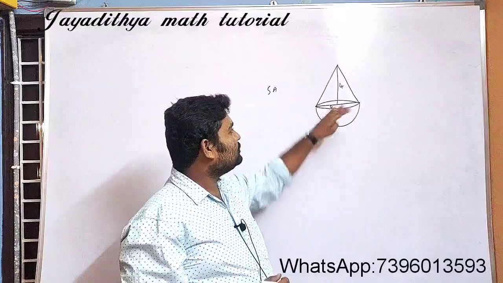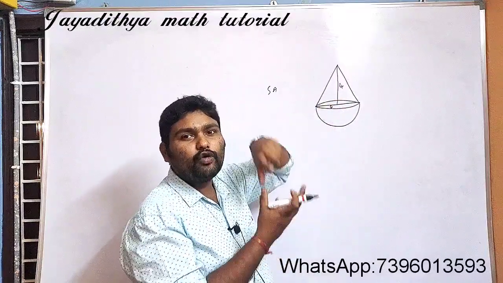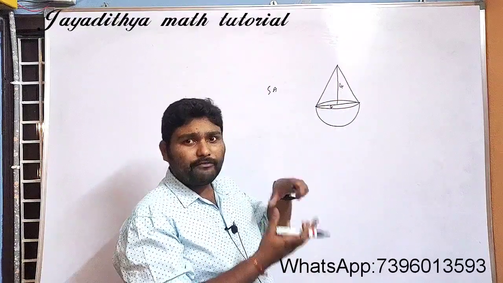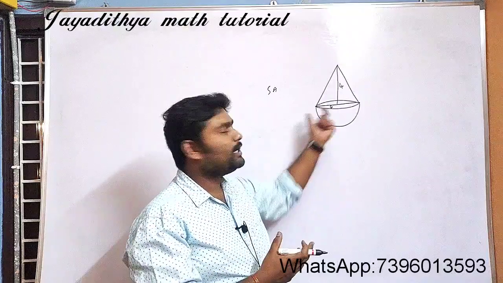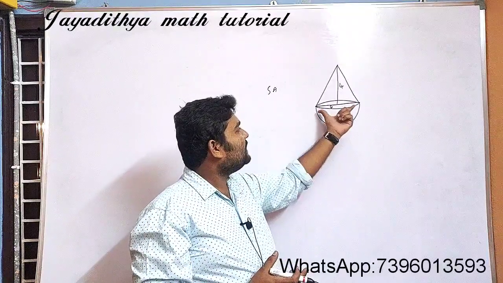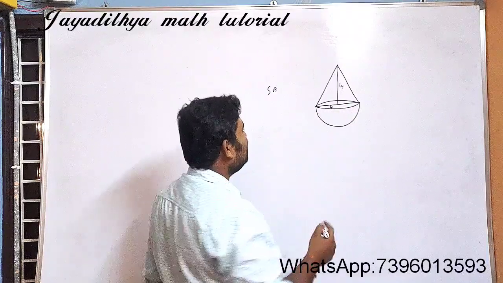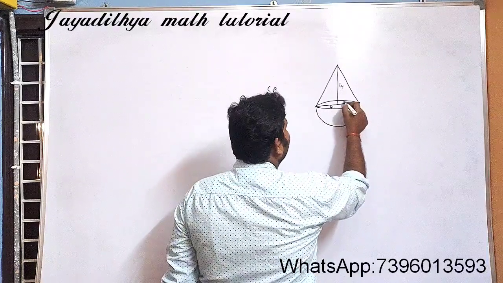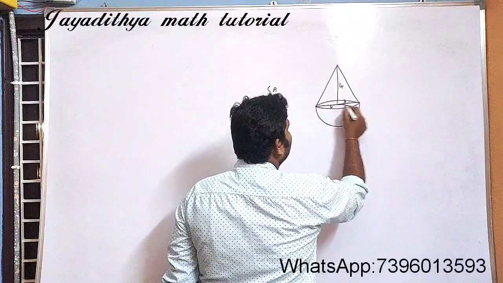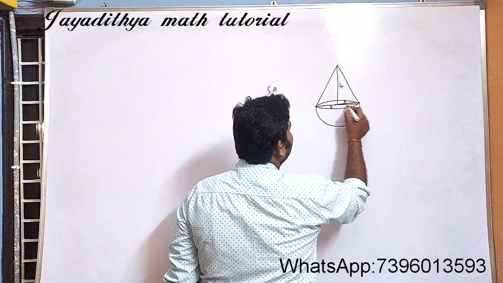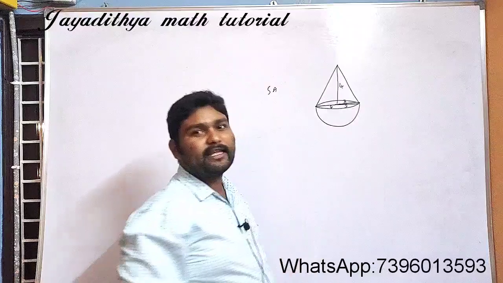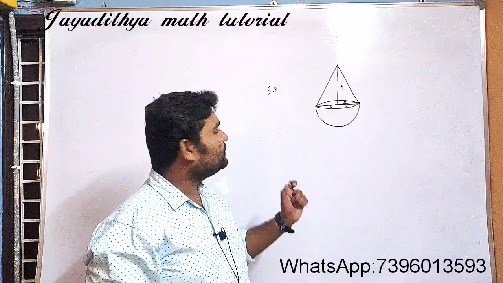How to find it? See here, Nana, when a cone is mounted on a hemisphere, you can observe that the diameter is equal here. That means the radius of the cone will be 3 and the radius of the hemisphere is also 3.